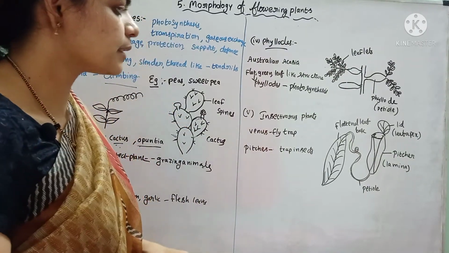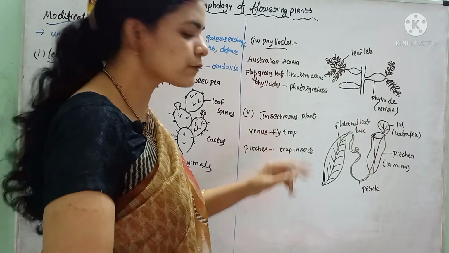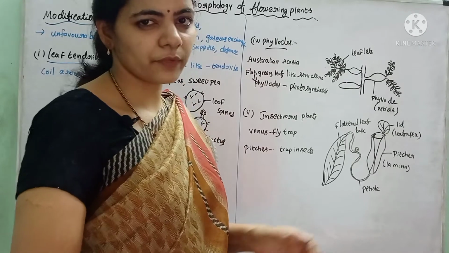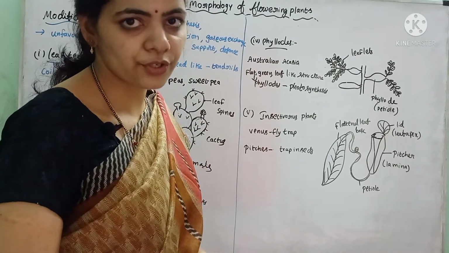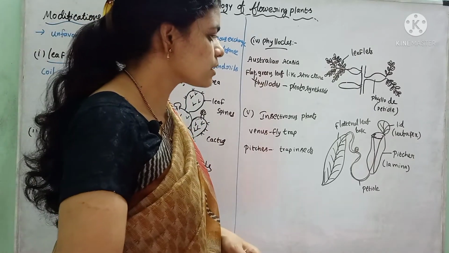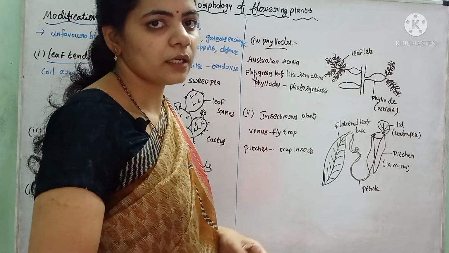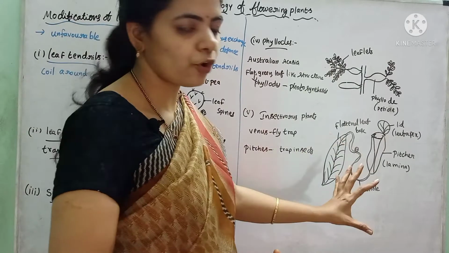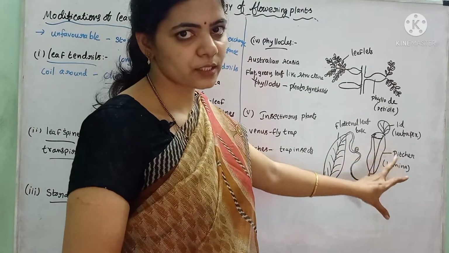And another one is insectivorous plants. Some plants such as nepenthes, which is also called the pitcher plant, are growing in conditions facing the problem of nitrogen deficiency. In those conditions they require insects as a protein source. For that, the leaves have been modified in the form of a pitcher-like structure.